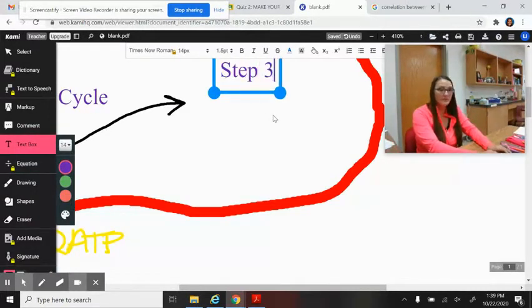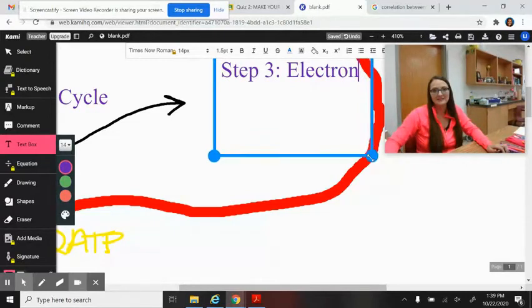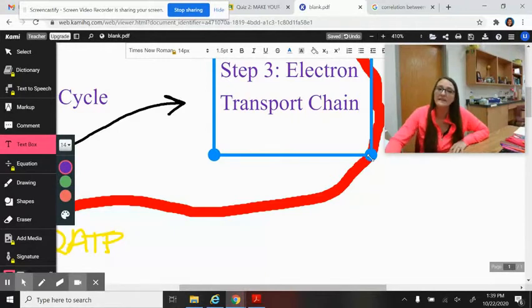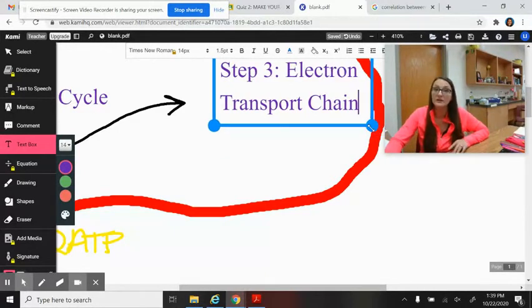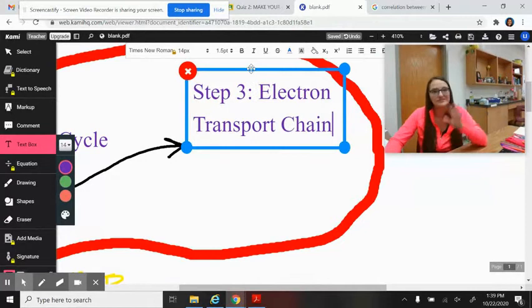So step 3 is the electron transport chain. And so that name gives you some indications about what's going to happen, right? Obviously, electrons are involved. Clearly, things are going to be transported, and it's going to be a chain of reactions or a chain of events, right? So that's nice when they name stuff and it actually makes sense, which we know in life doesn't always happen.